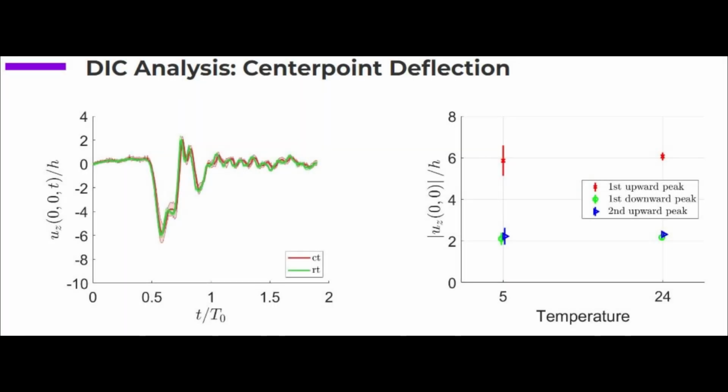Now let's take a look at some of the results. The plot shown on the left displays the movement of the center of the plate versus time for room and cold temperatures, labeled RT and CT. The solid lines are the averages of the 5 trials, and the shaded regions are the standard deviations, or uncertainties. The plot on the right shows where the maximum and minimum deflections occur for room and cold temperatures. As you can see from both plots, the difference is not extremely high.